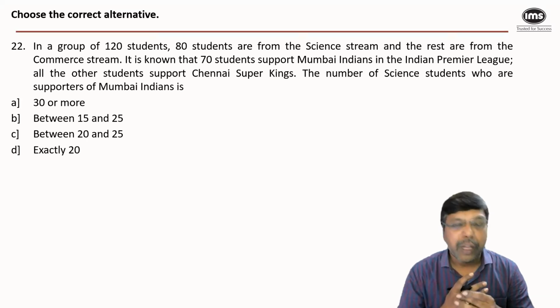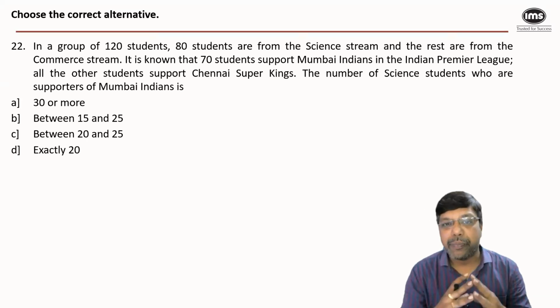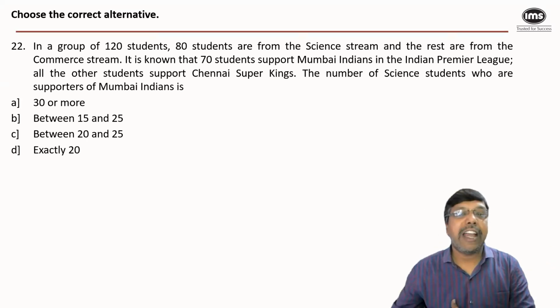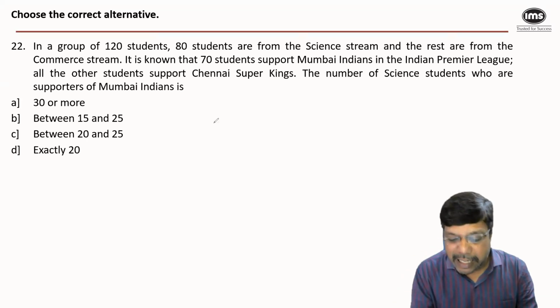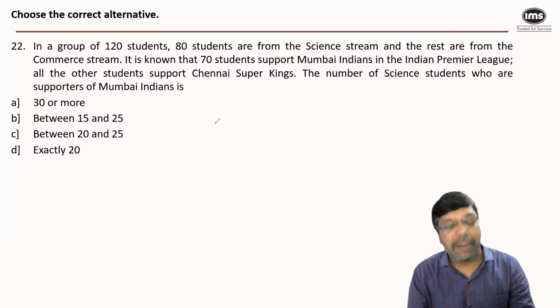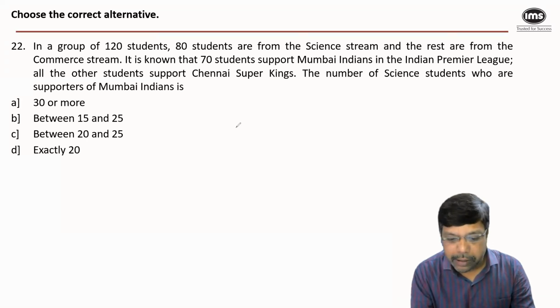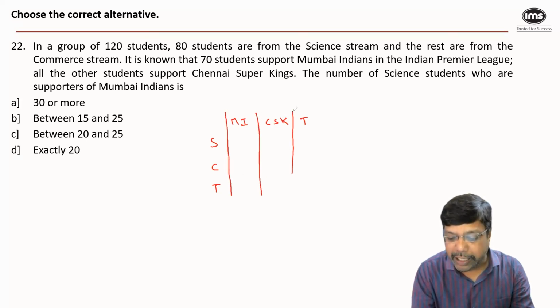So categorically, we need to classify 120 students into two types. Number one, based on the stream, and number two, based on the team they support. In such cases, it is always helpful if we try to represent this data in the form of a table. Now, science stream and commerce, let them represent row-wise. And then we have students supporting Mumbai Indians and Chennai Super Kings, and the number of such students represented vertically.